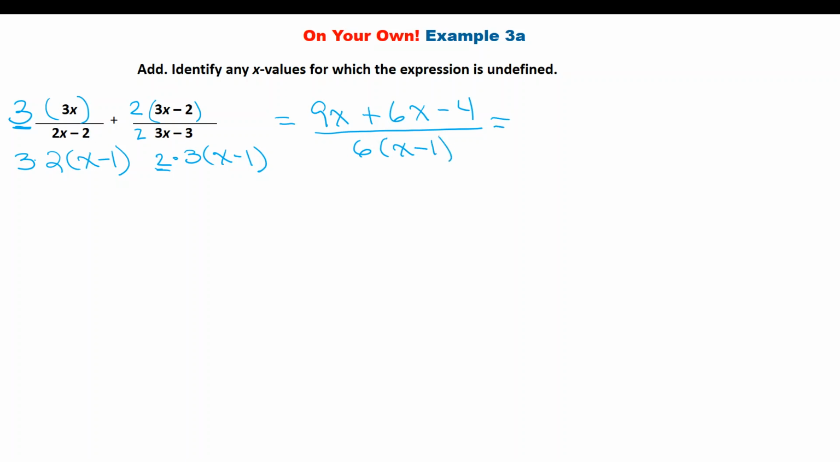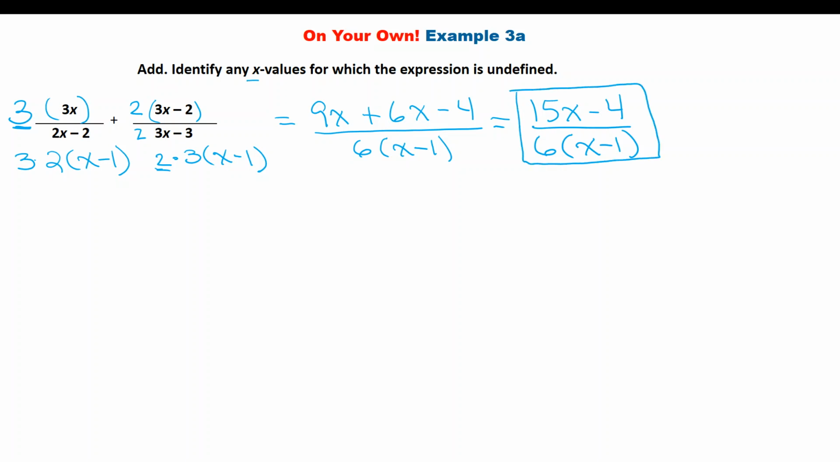All right, and let's go ahead and add our like terms together. So we have 15x minus 4 all over 6 times x minus 1. All right, so I can't simplify this anymore. These don't factor out anymore, so my answer is here.